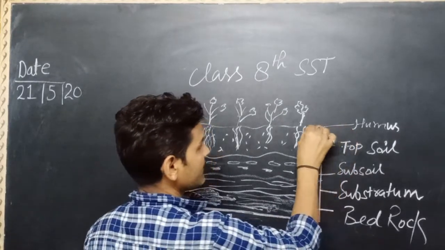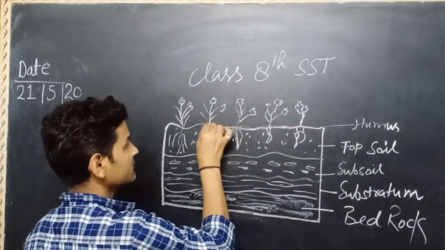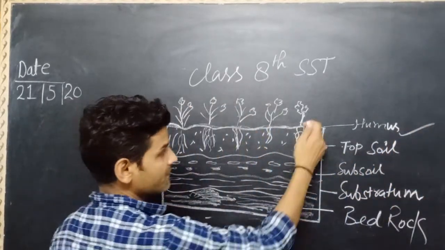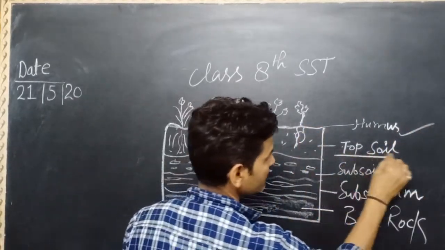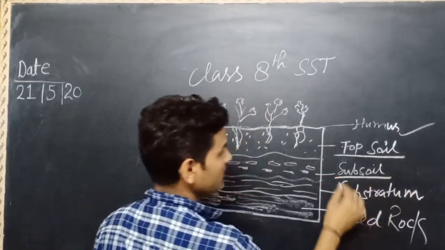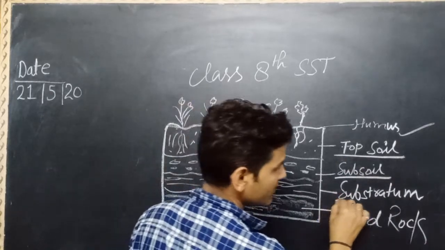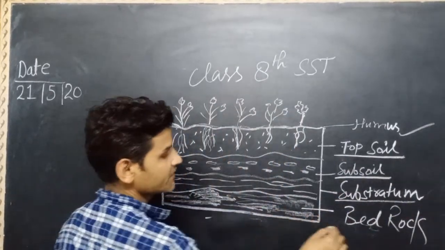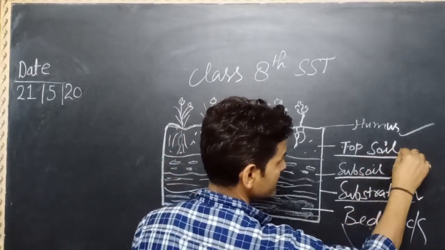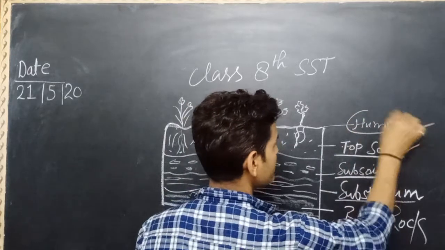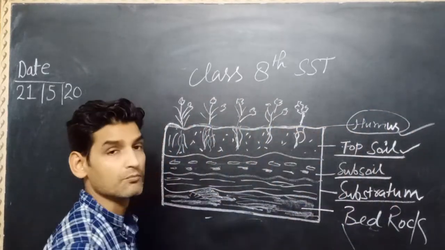This is the first layer. This one is the first layer, called humus. And below the humus is the topsoil, below this the subsoil, below this the substratum, and below this the bedrock. Means the last layer is called bedrock, the first layer is called topsoil, and this one, the surface of the earth, is called humus.